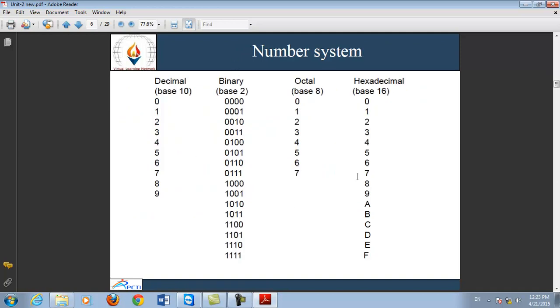Now you can see the table of number systems, that is decimal, binary, octal and hexadecimal. As I told you before, decimal contains a total of 10 digits, from 0 to 9. Octal contains 8 digits, from 0 to 7. And hexadecimal contains a total of 16 digits, from 0 to 9 and A to F. Now, what about the binary numbers?